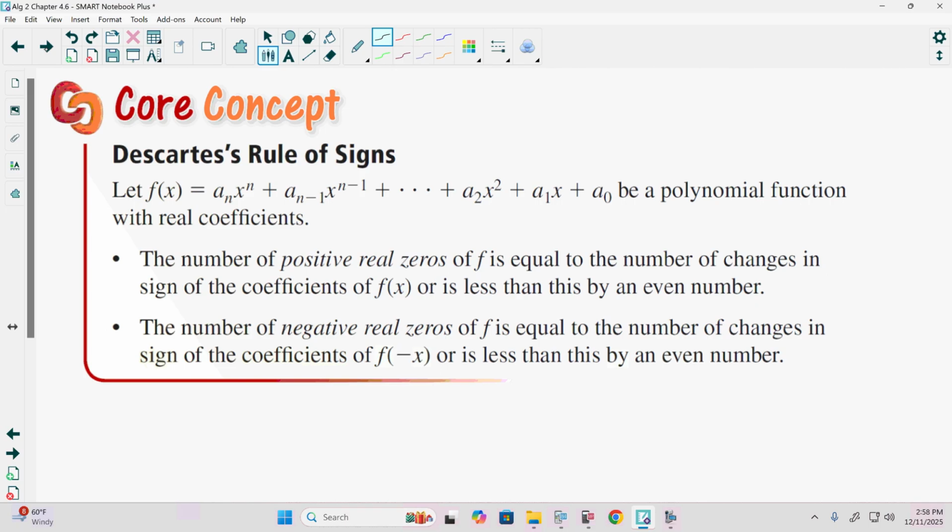So whatever the number of sign changes is, we have that amount or 2 less than it, 4 less than it. We just keep subtracting 2. So if we counted the number of sign changes and it was 6, well, it says we can have 6, 4, 2, or 0 positive. Then we would do almost the same thing for the negatives, except we're looking at f of negative x, not f of x.